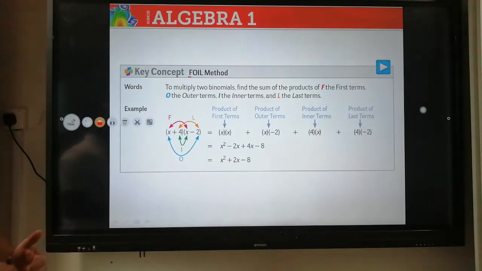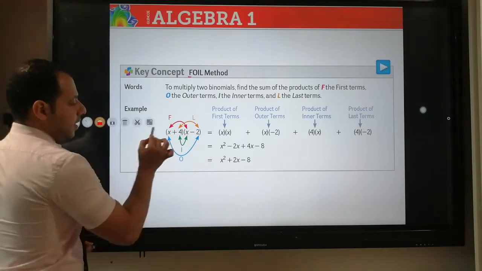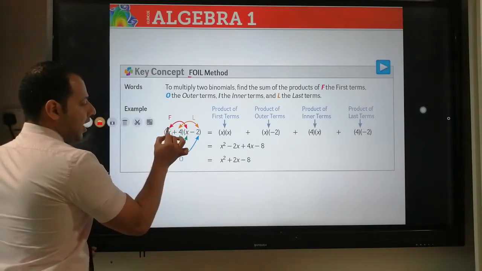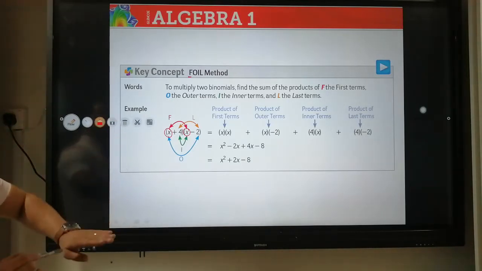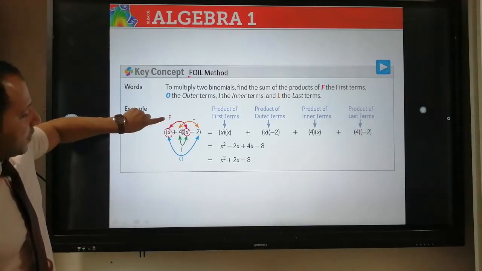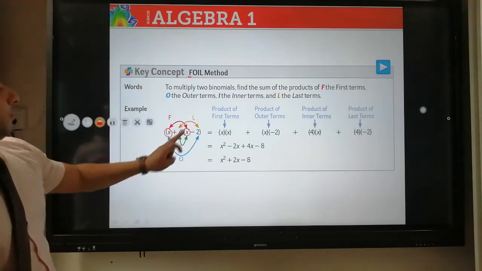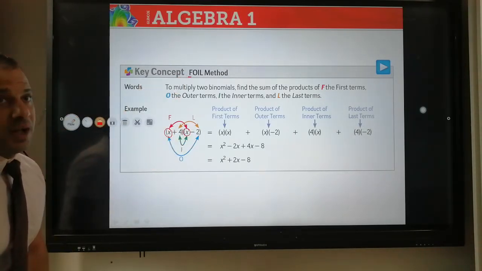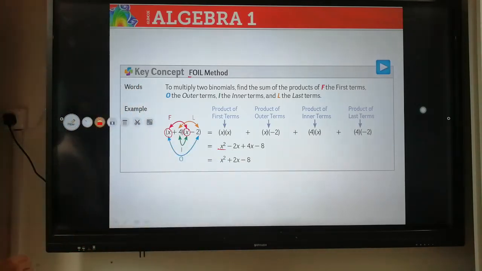F means the first term multiplied by the first term. It means x multiplied by x. The first term here is x and the first term here is x. First multiplied by first is the meaning of the letter F. So x times x equals x squared.